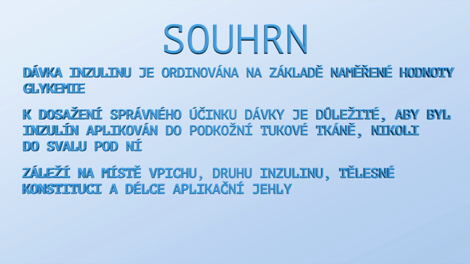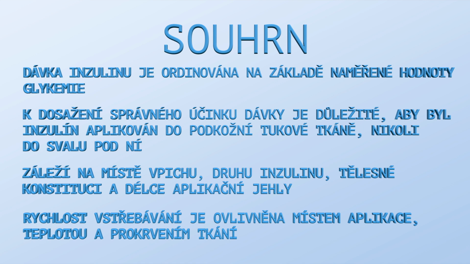The insulin dose is prescribed based on the measured blood glucose, glycemia, level. For the proper effect of the dose, it is important that the insulin is administered into subcutaneous fatty tissue, not into the muscle beneath it. When choosing the injection technique, the location, type of insulin, body composition, and length of the injection needle should be considered. The absorption rate is influenced by the injection site, body composition, and blood circulation in the tissues.